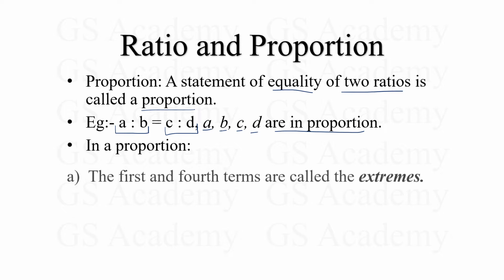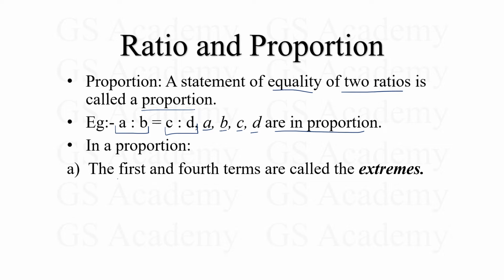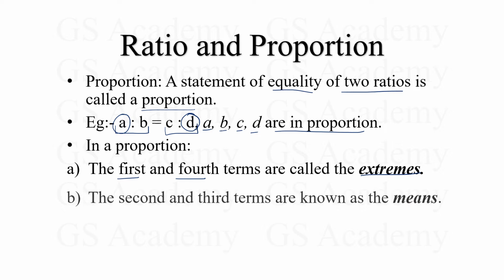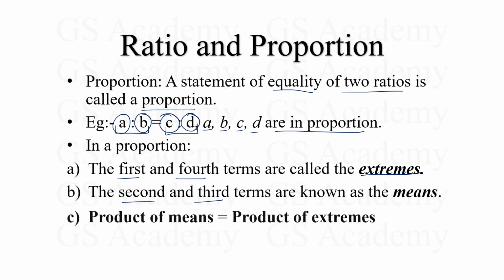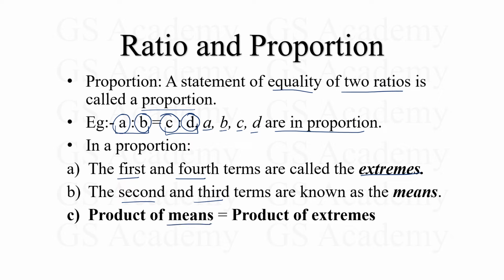Now let's see some terms related to proportion. The first and the fourth terms are called as the extremes. That means A and D are the first and fourth terms which are called as extremes. The second and the third terms are known as the mean. That means B and C are the means. So therefore product of means is equals to product of extremes. That means B into C will always be equals to A into D.